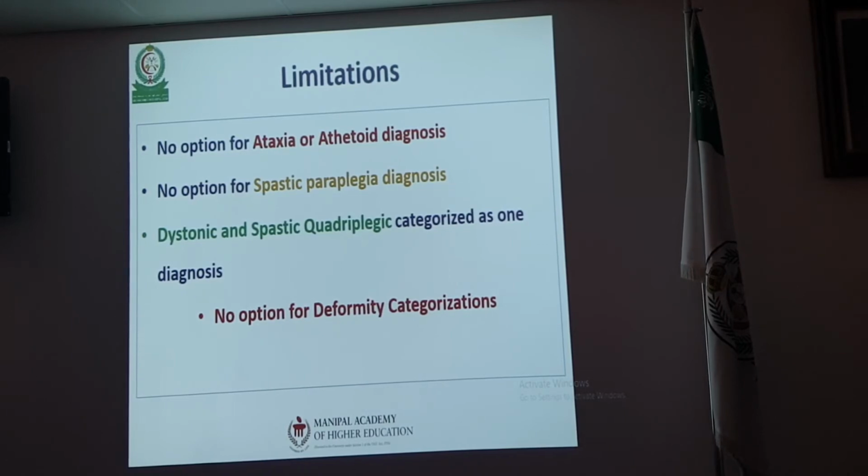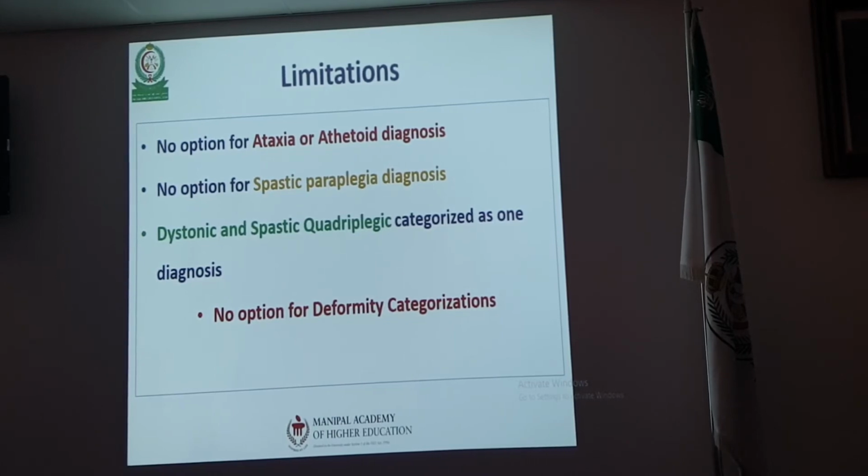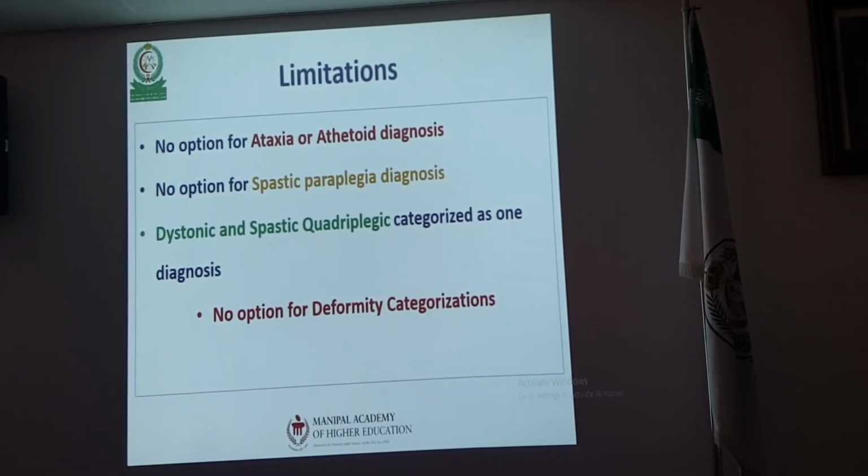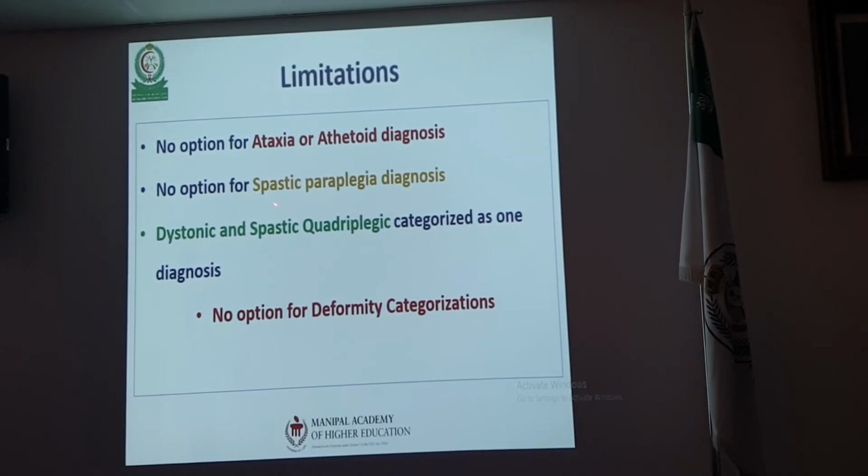Go to the category of abnormality. Okay? So here what you will see is tetraparesis and dyskinesia is categorized as one. Okay? So there is no option for ataxia or athetoid. There is no option for spastic paraplegia. Okay? And no way any deformity will be categorized through this scale.